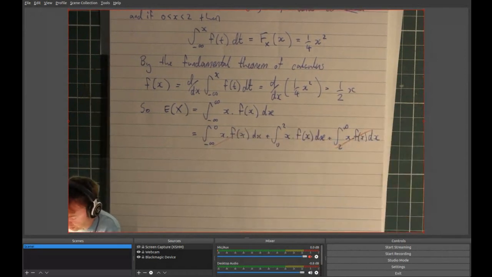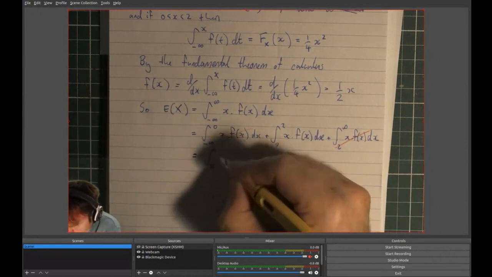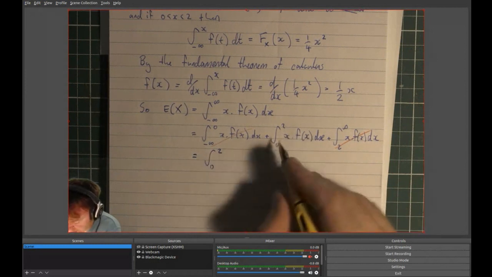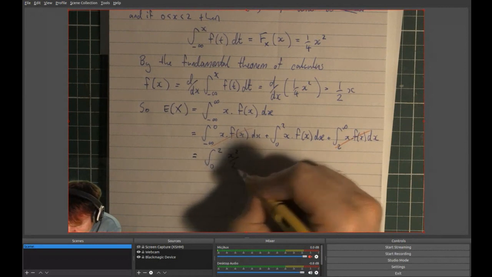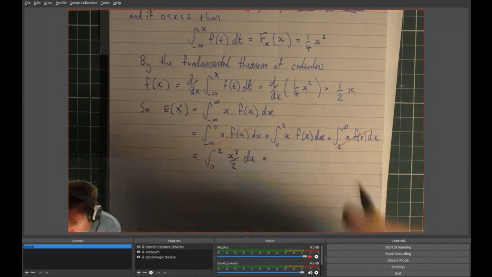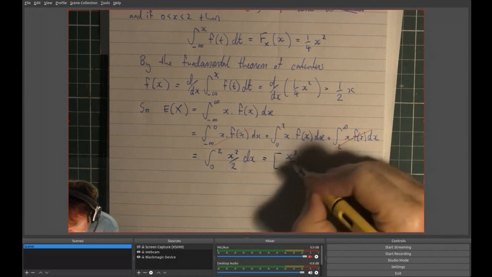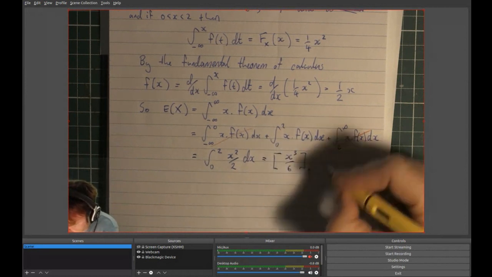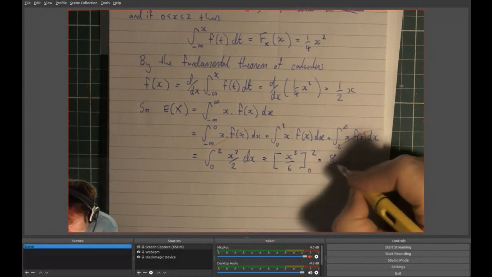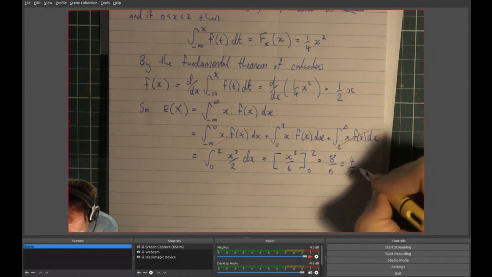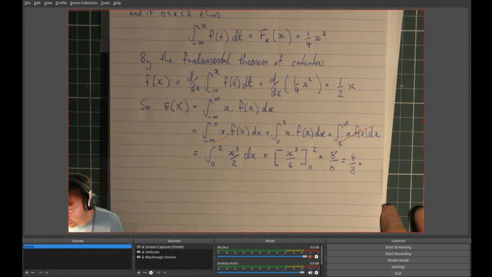And this one is going to be replaced with something I quite like, which is the integral from 0 to 2 of x times f of x. And on this range, f of x is just that. So it's going to be x squared over 2 dx, which is x cubed over 6 from 0 to 2, which is 8 over 6, which is 4 over 3. So my expected value is 4 over 3.